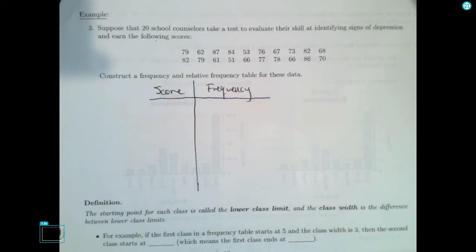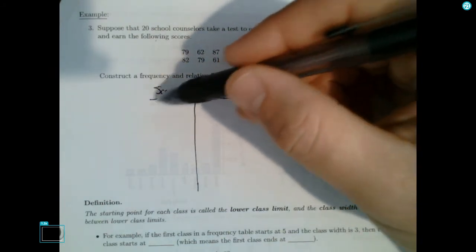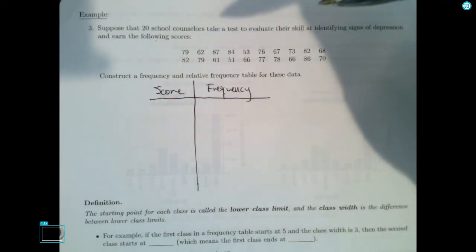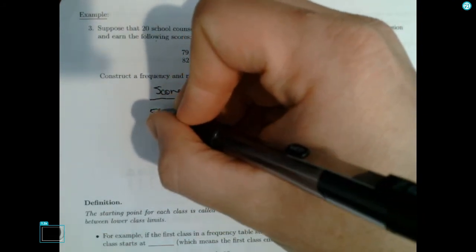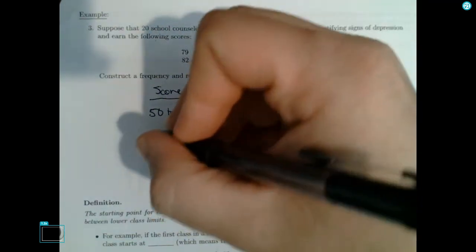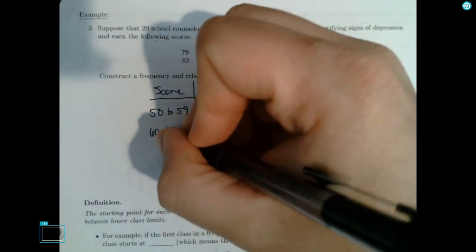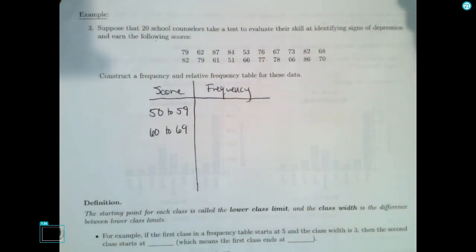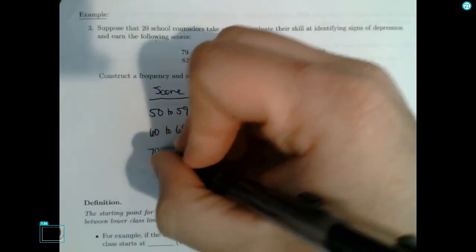So instead, we're going to create classes. So instead of just one category being the score of 79, we're going to make a category that's all of the scores between, say, 50 and 59, right? So maybe I'll put all of the scores between 50 and 59 as one category. And then the next category would start at 60 and go from 60 to 69. And then the next category would go from 70 to 79.